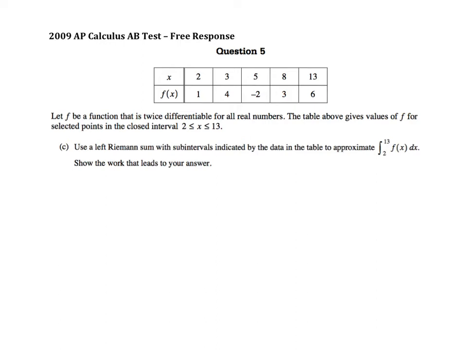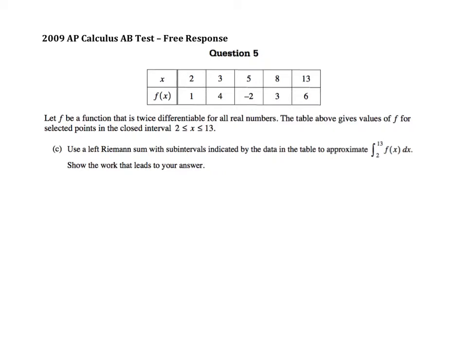Okay, so now we are doing a left Riemann Sum from 2 to 13, and that is the interval that they gave us, so we've got to include all of our data points. A left Riemann Sum means that we will not use the right height. A left Riemann sum means that we are going to find the area of rectangles, and the more rectangles we do, the better our approximation will be.